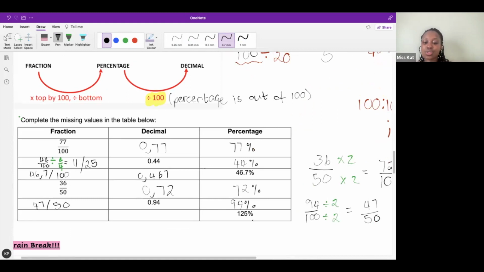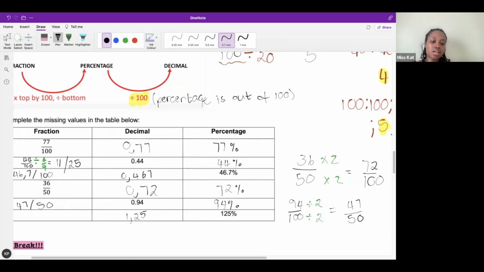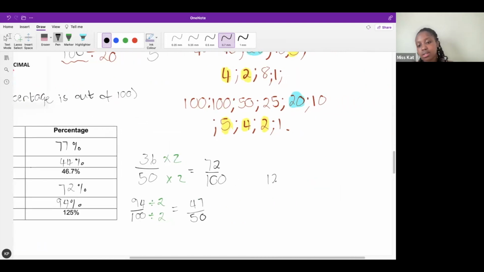Okay, last one, 125%. If you say 125 divided by 100, what are you going to get? 125 divided by 100. Thank you. 1.25. Okay, and now we want it to be a fraction. It's 125 over 100. What can go both into 125 and into 100? Yes, 5. What's the highest common factor? 25.